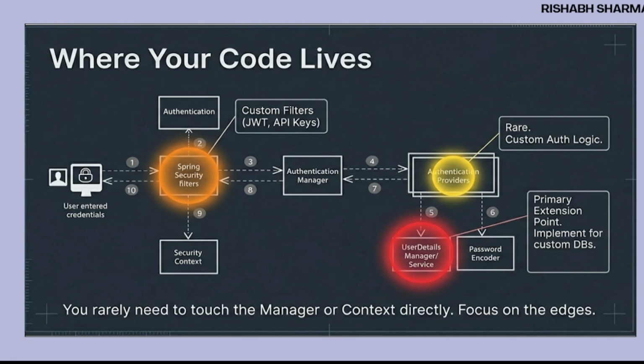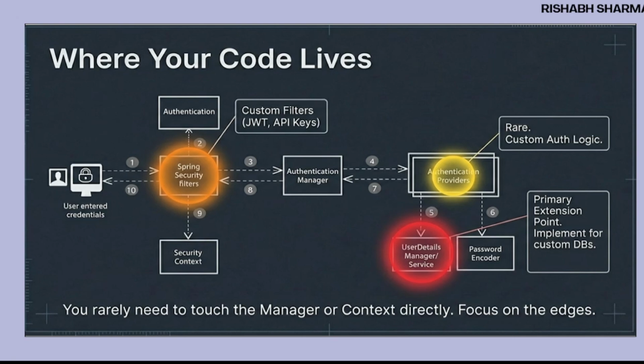The next is the password encoder. The password encoder is not optional, and you never store a password as plain text in your database or anywhere else. Spring Security supports different password encoding algorithms, like bcrypt, argon2, and pbkdf2. Your job is simply to define the encoder bean, and the authentication provider will use it internally and automatically.